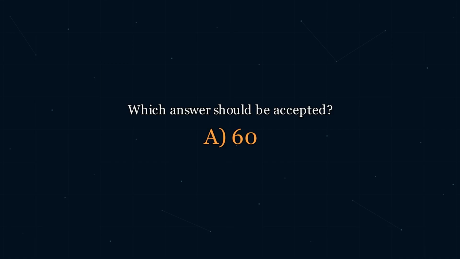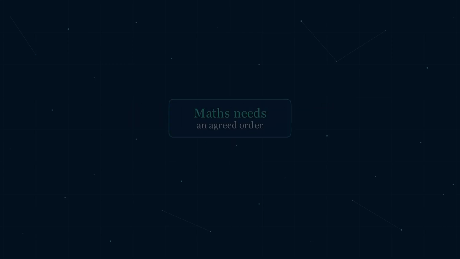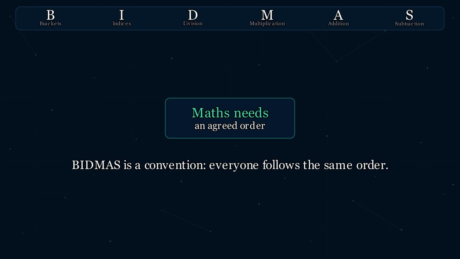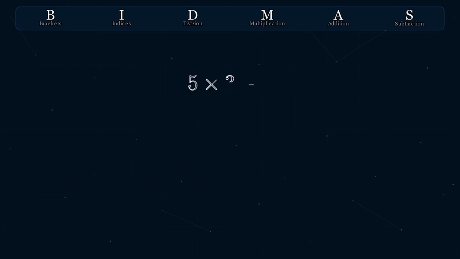That is the issue. Which answer should be accepted? Option A gives 60. Now compare that with option B. Option B gives 24. Without an agreed order, people can do the same question in different ways. That is why we use BIDMAS. BIDMAS gives everyone the same order to follow. Now let us do the simple question properly.